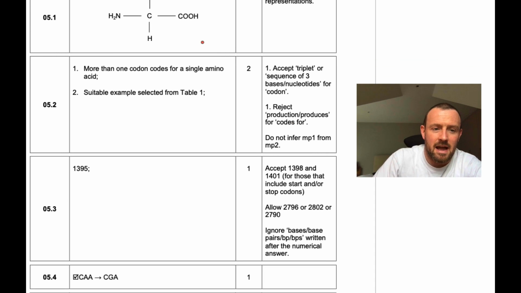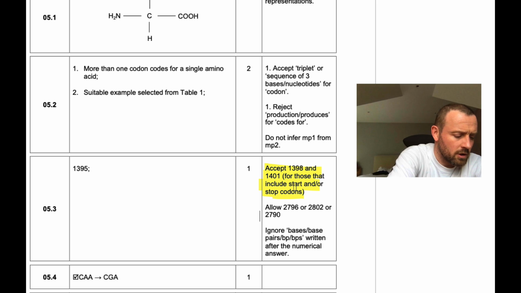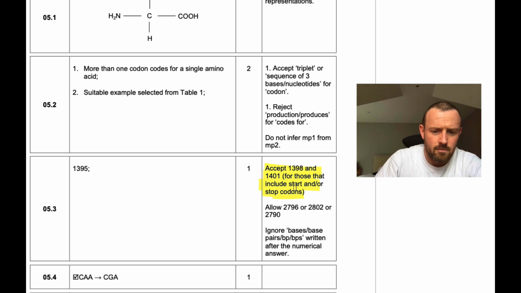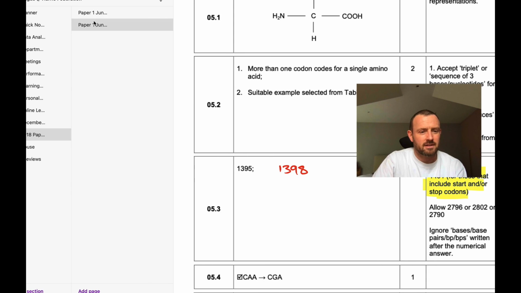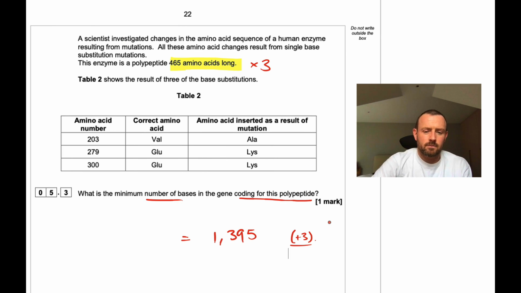Ah, look, it does accept if you wrote this, you could have added three more on there, or 6 more, in fact, for the start and stop codon. So if you had said 1398, that would have been with the stop codon, or maybe 1401 for a start and a stop codon. So those would have been accepted. That's nice of them to do that. So I'll put +3 or +6, depending on whether you talked about the start and stop codons.